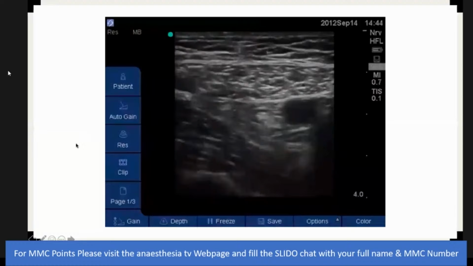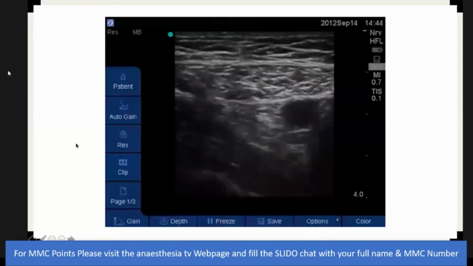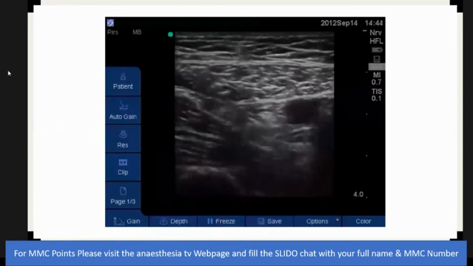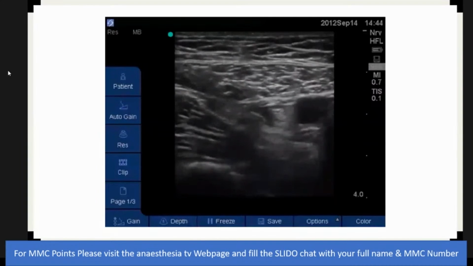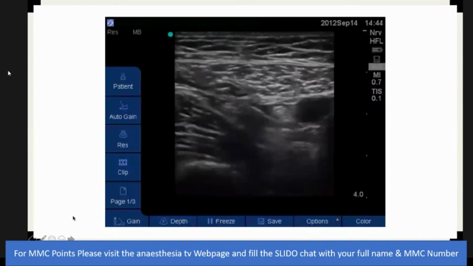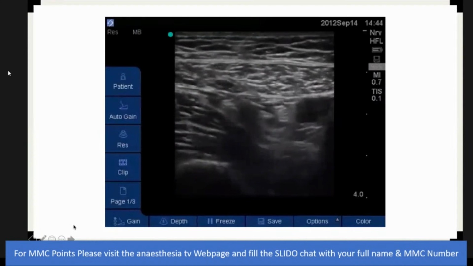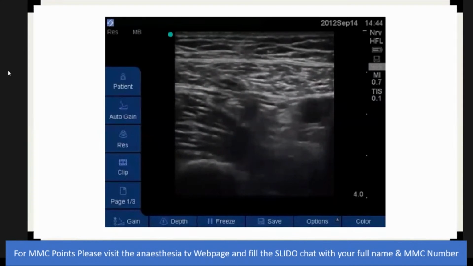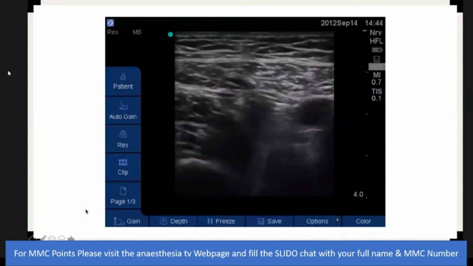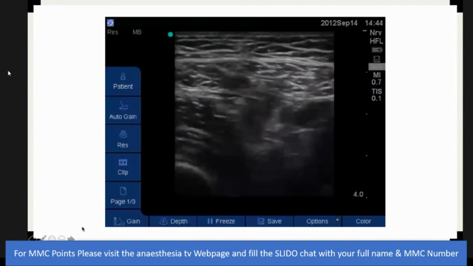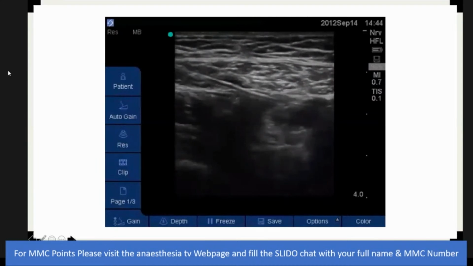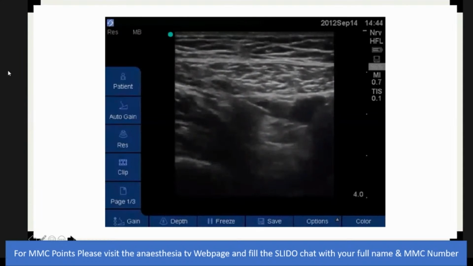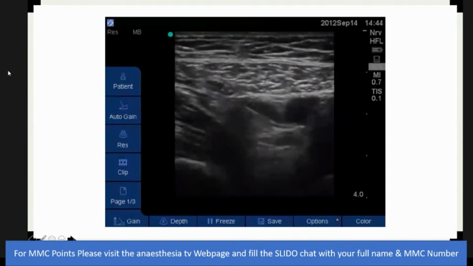This is the video showing adductor canal block. The needle is getting inserted in the adductor canal. Injection is being given around the nerve. 15 to 30 ml is being injected. And the nerve is getting prominent with the spread of drug, and vessels are getting displaced due to the spread of local anesthetic.